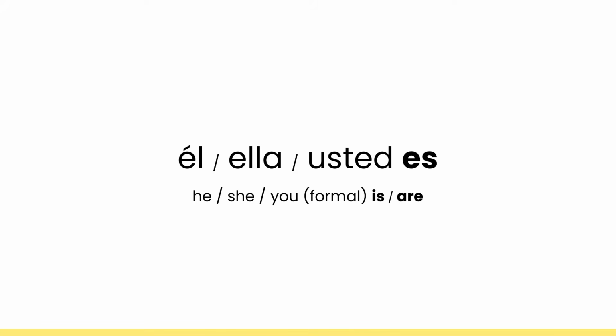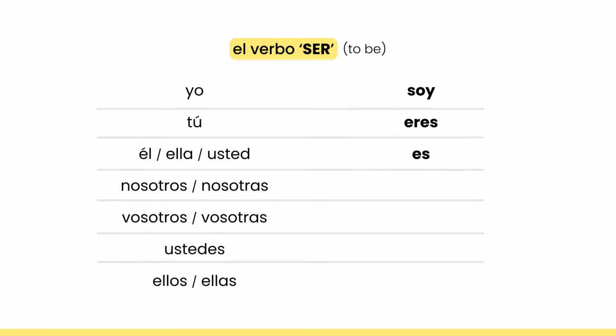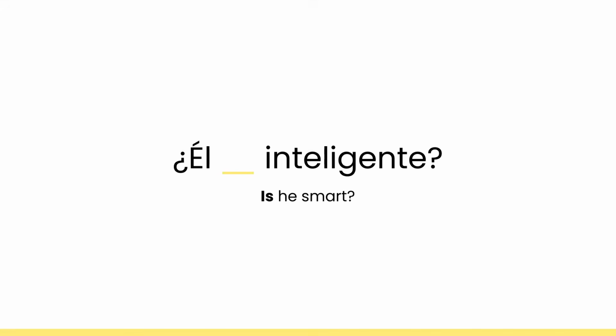So he, she is, or you formal are, which is Él, ella, usted, es. So let's write this down to our notes as well. Again, if I'm going too fast, you can always pause the video, take your notes, and then press play again once you're ready. And then for the example sentence, let's again talk about characteristics.